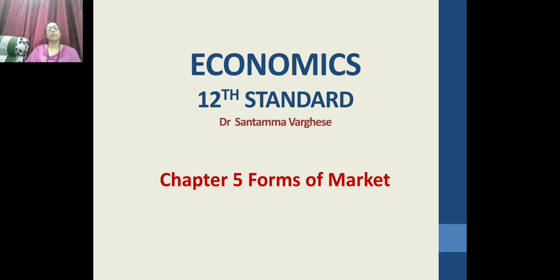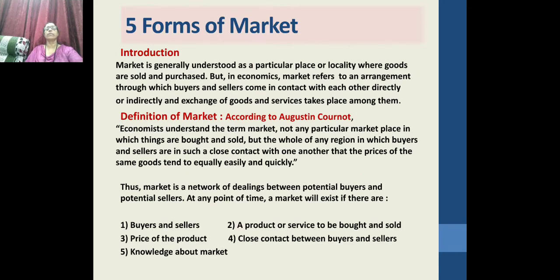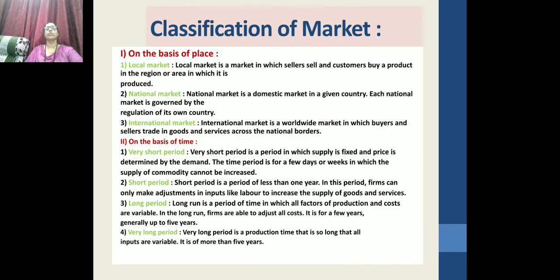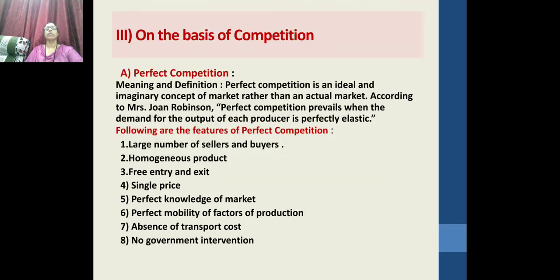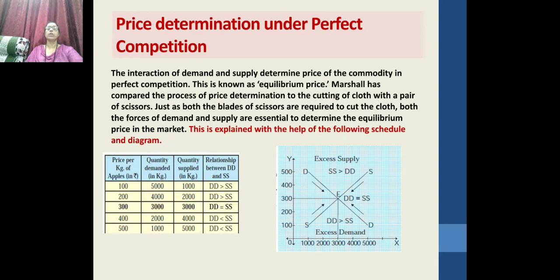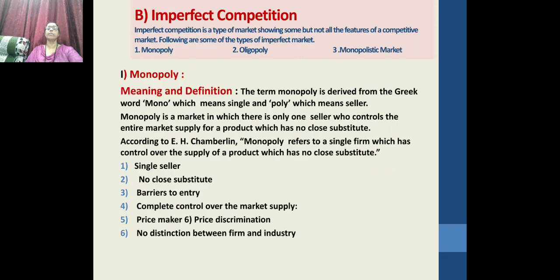We were on chapter 5, Forms of Market. Today we are with a new topic. On the basis of competition, we studied two types, that is perfect competition and imperfect competition. In perfect competition, we studied the perfect competitive market, its features, and the price determination under a perfect competitive market. Today, we are here with imperfect competition.